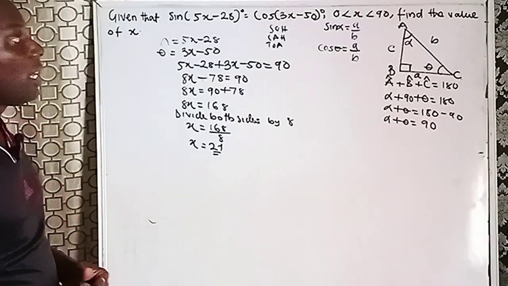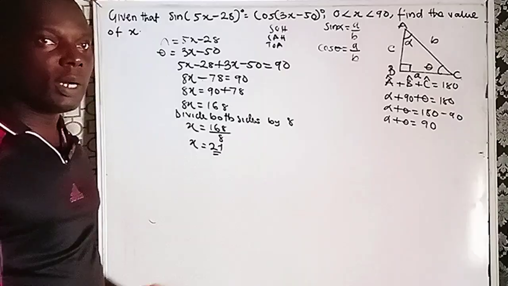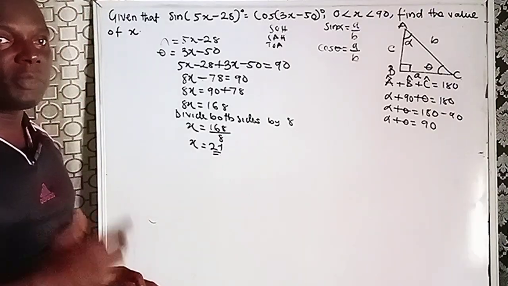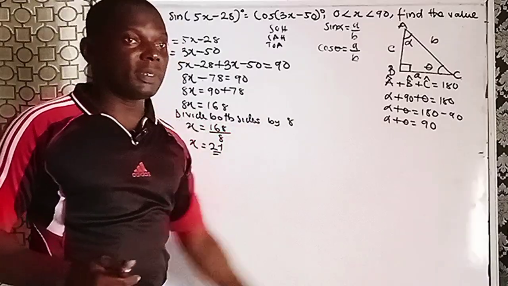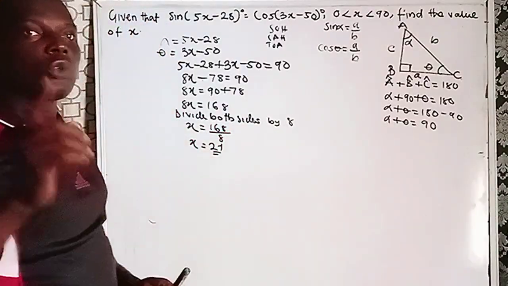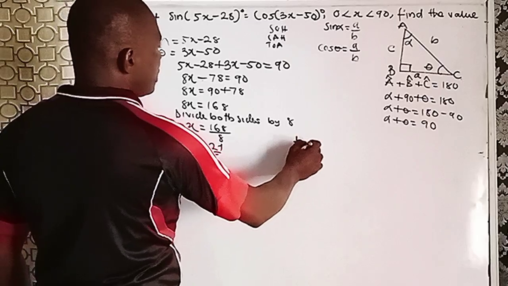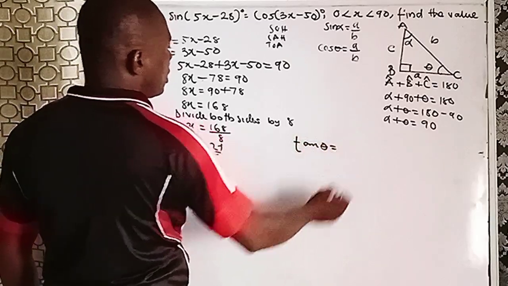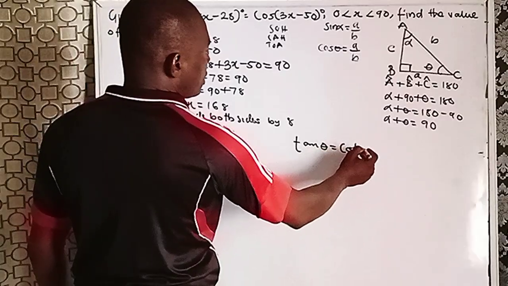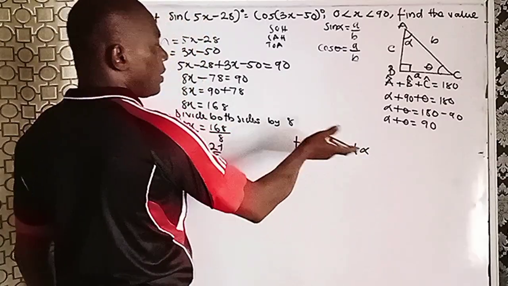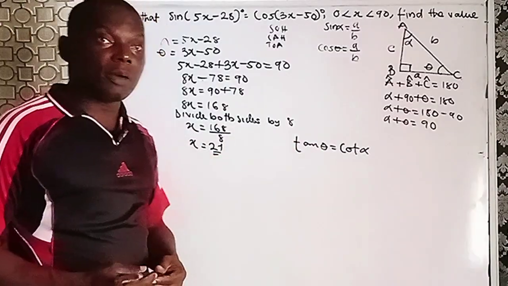Anytime you see a similar question like this, when you see sine equals cos, you can use complementary angles. That is, the sum of these two angles must add up to 90 degrees. Similarly, this also applies when you see an equation like tan theta equals cot alpha. This kind of question also takes this approach.